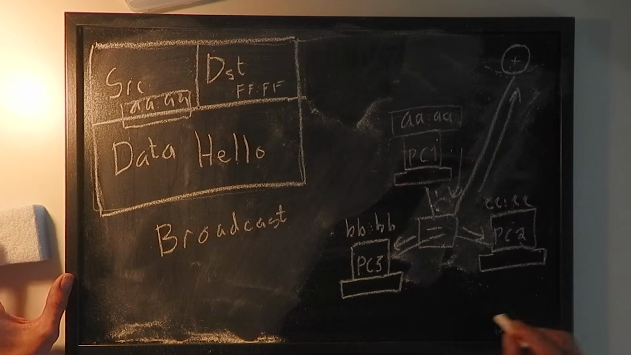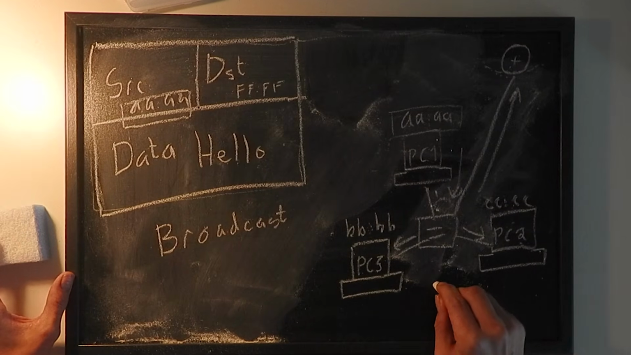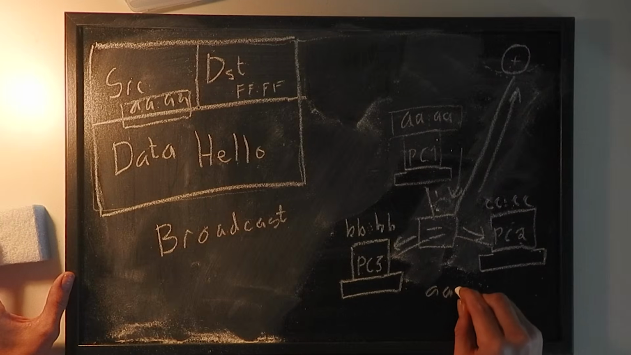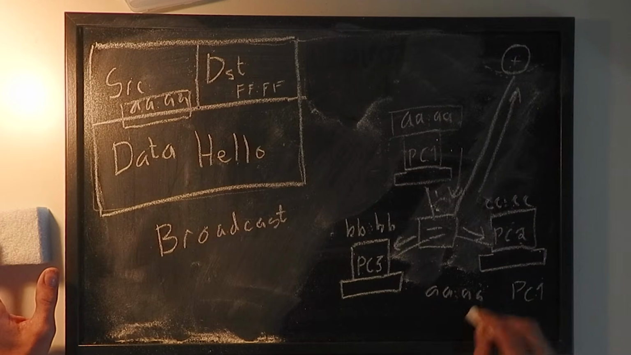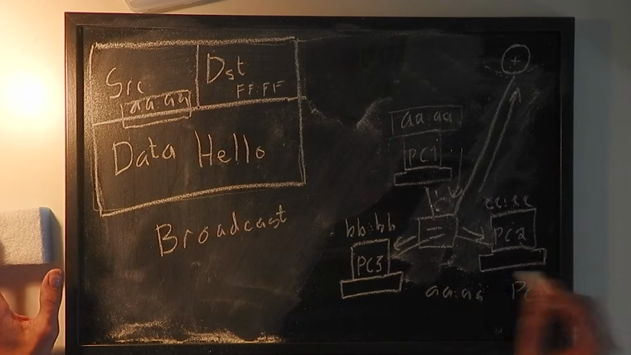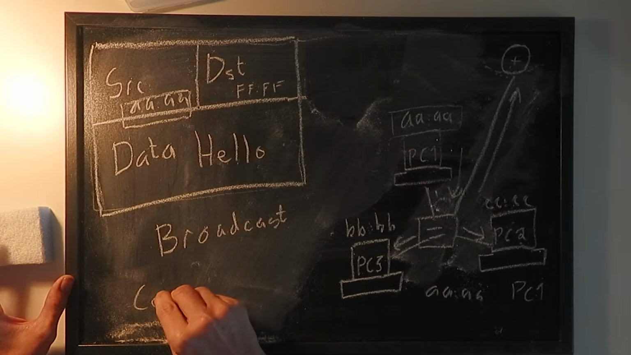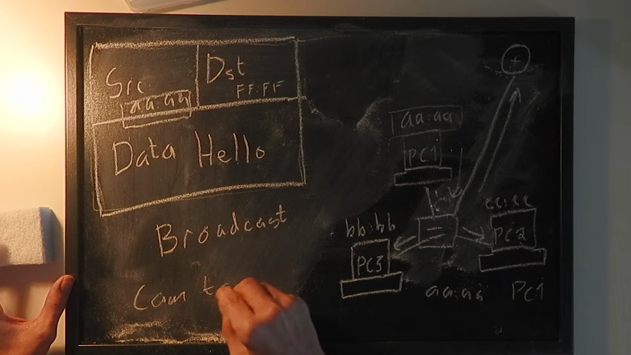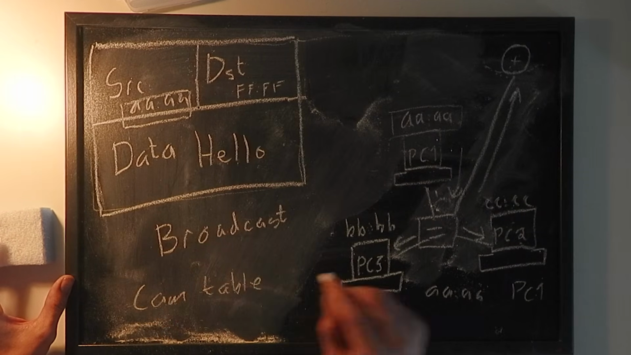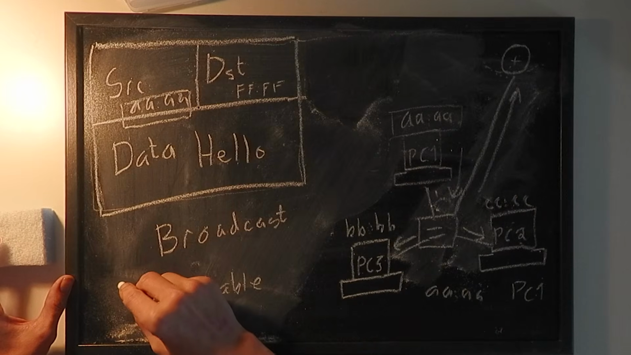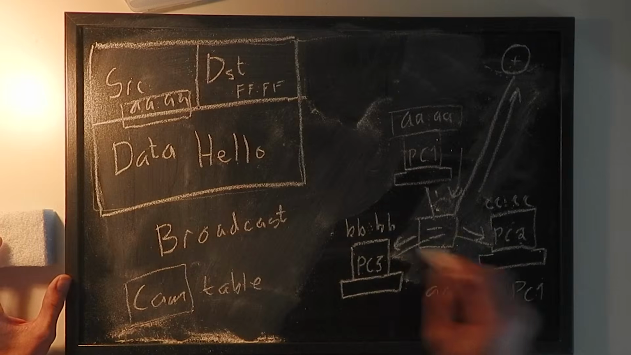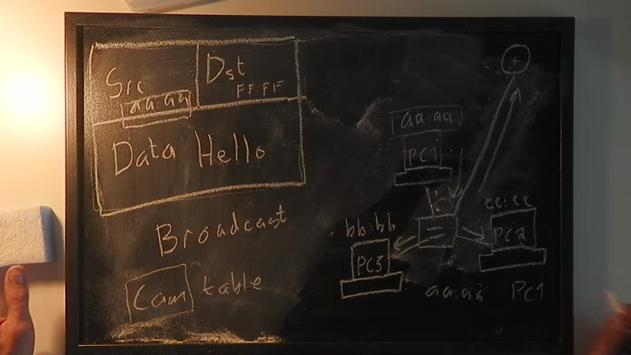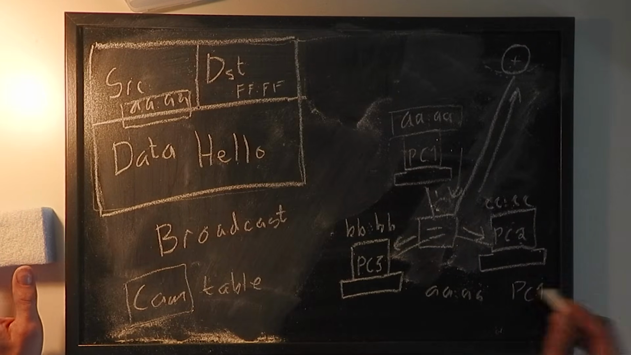So it's going to save that inside of a table. So we write down AAAA and PC1. And this is called the MAC address table, or sometimes it's called the CAM table. Often when we talk about switches, because switches have a memory chip which is called a CAM, where it stores this kind of stuff. So it's a term which is widely used.